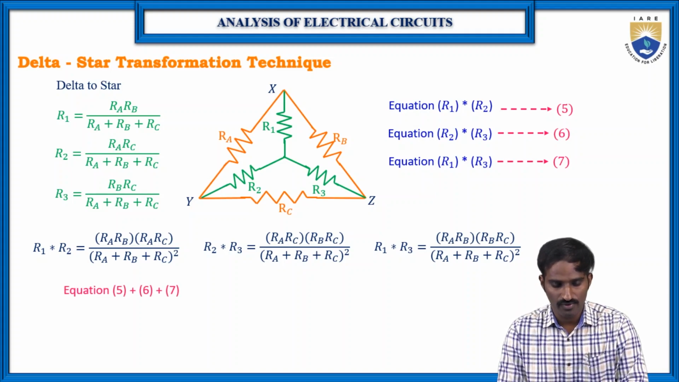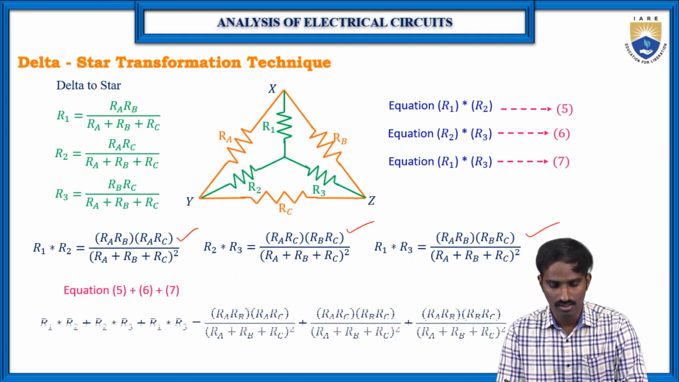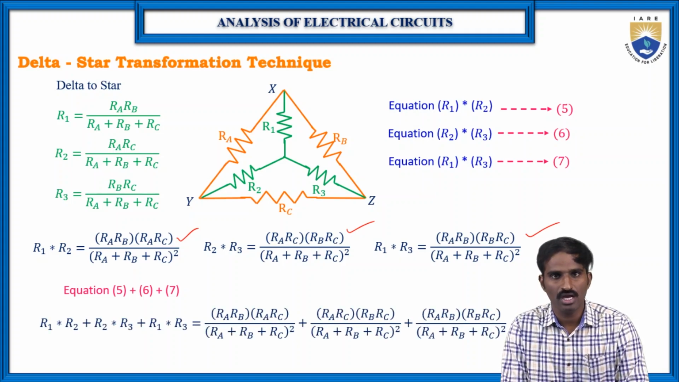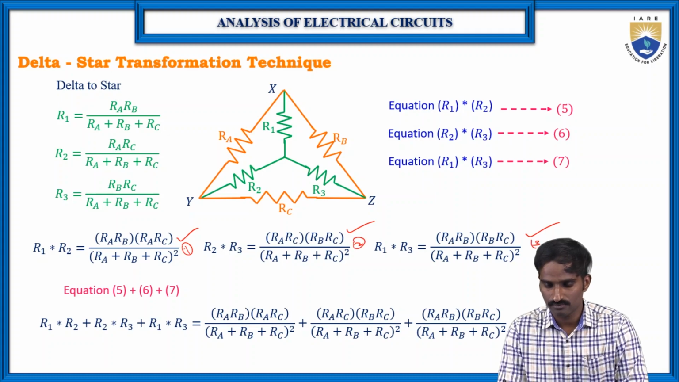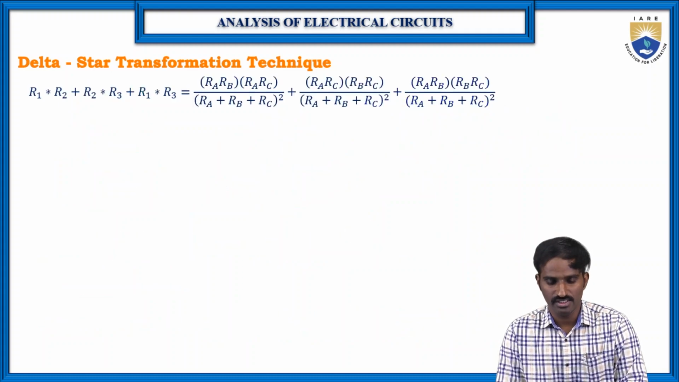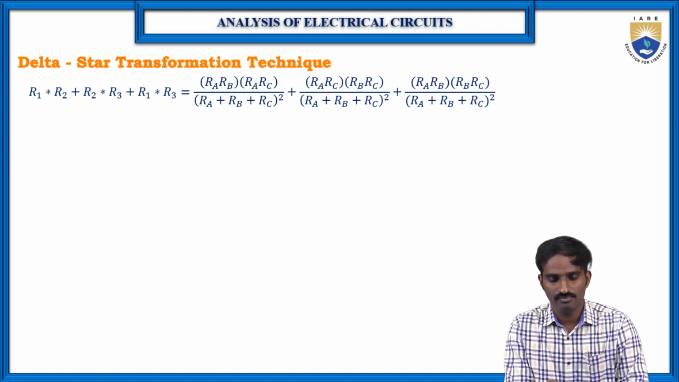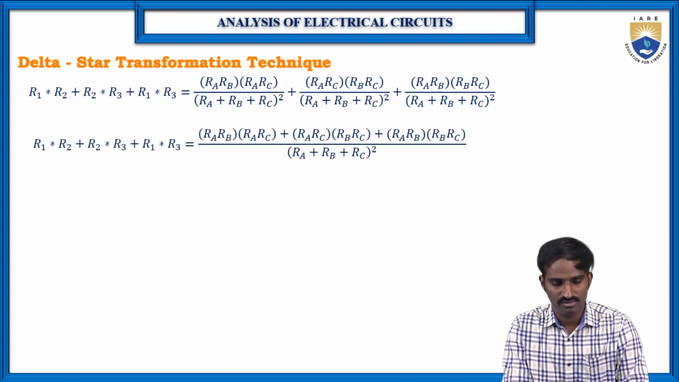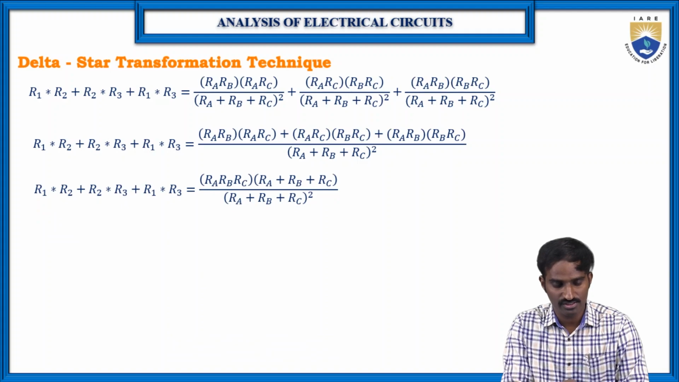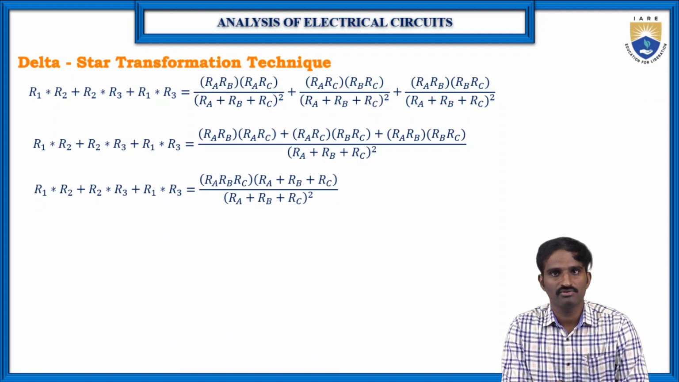Then add equations 5, 6, 7. Then you will get R1 R2 plus R2 R3 plus R1 R3 equals the right hand side terms, this one plus this one plus this one. Then multiply and simplify this equation. Finally, after simplification, R1 R2 plus R2 R3 plus R1 R3 is equal to RA RB RC into RA plus RB plus RC by RA plus RB plus RC whole square.